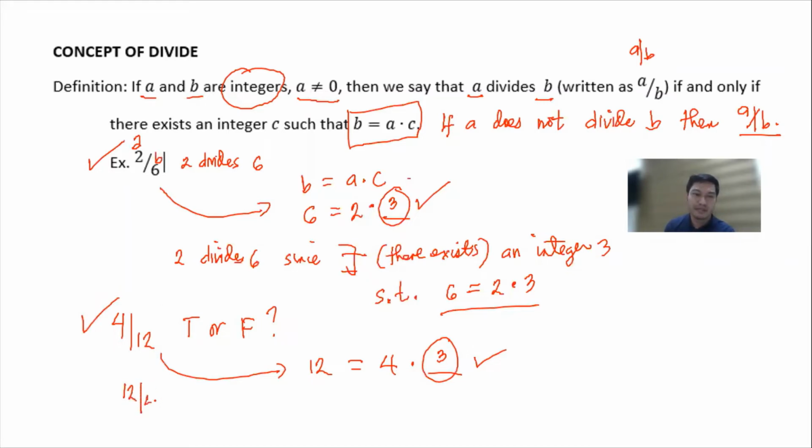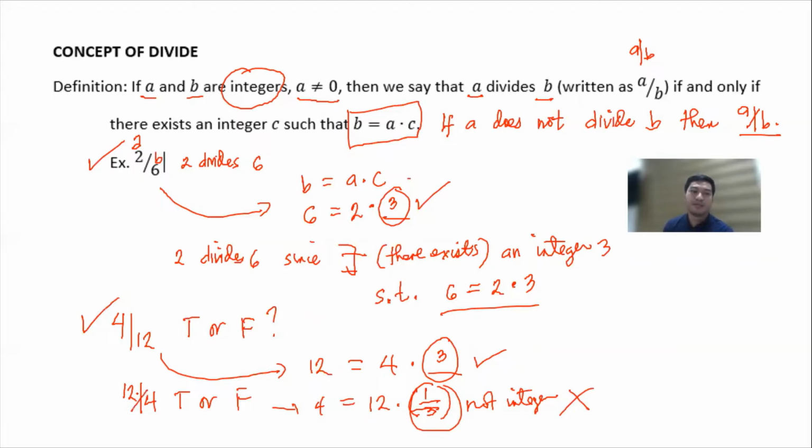How about the reverse of it? 12 divides 4. Is it true or false? Therefore, we will look into 4 is equal to 12 times something to get 4. But if we look into that, we need to have 1/3, right, to get 4, correct? And 1/3 is not an integer. Therefore, this is wrong. So does not divide. 12 does not divide 4.